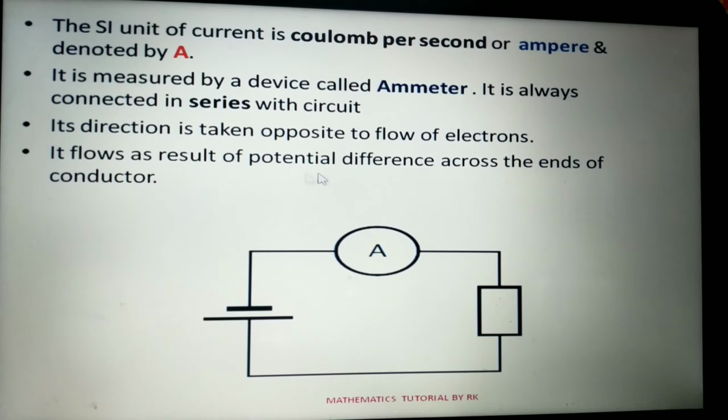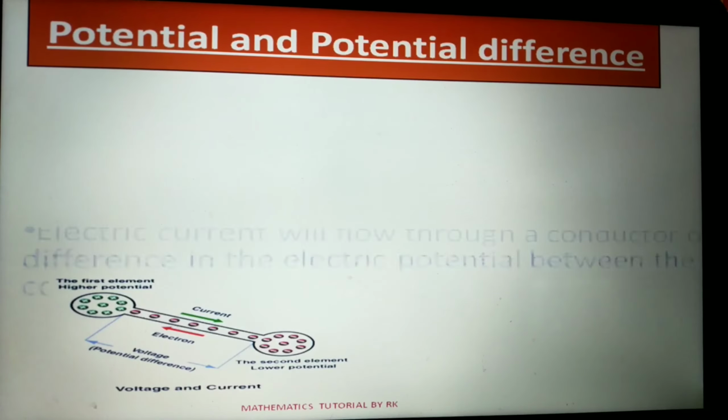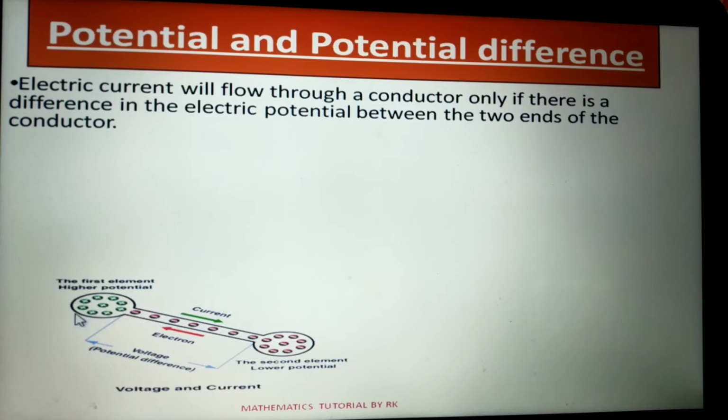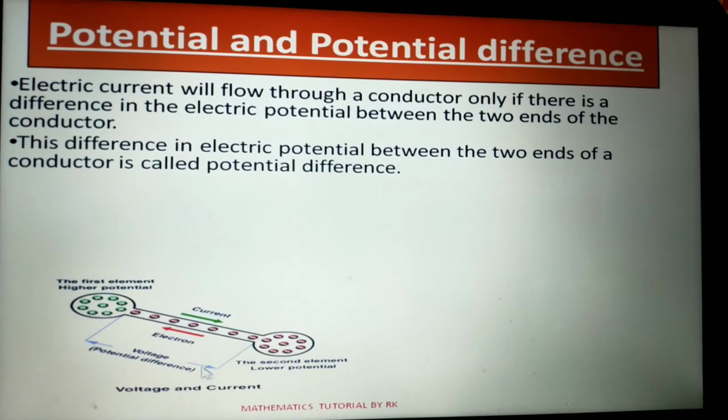Now we have to focus on potential difference. So our next topic is potential difference. Electric current will flow through a conductor only if there is a difference in the electrical potential between the two ends of the conductor. It means there are two ends, the higher potential and the lower potential end. The difference between both is called voltage or potential difference. The difference in the electric potential between the two ends of a conductor is called potential difference.